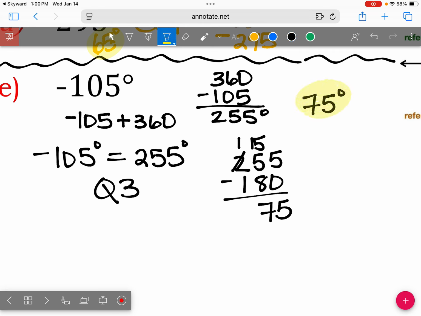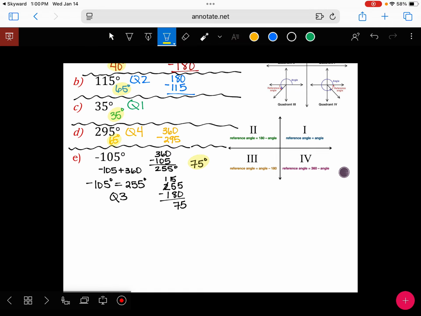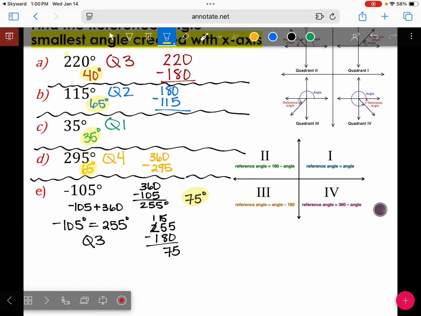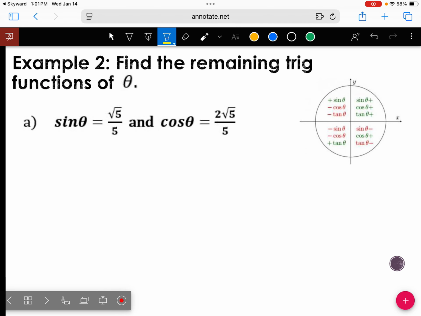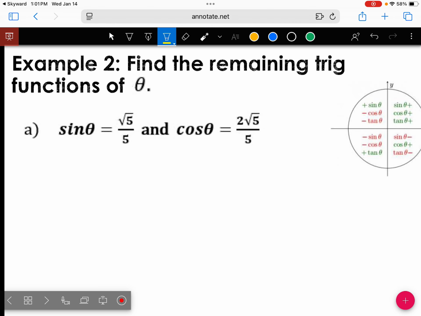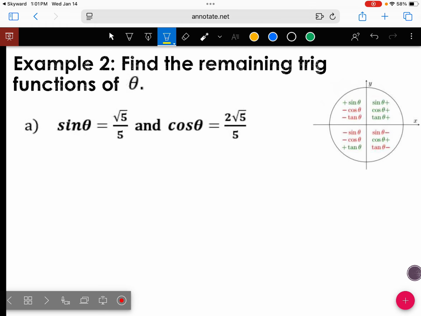All right, any questions about reference angles? That's like a little one-day lesson. We're not gonna hit that again, but it is on our test. Are we good? All right, go ahead and copy down example 2, part A.